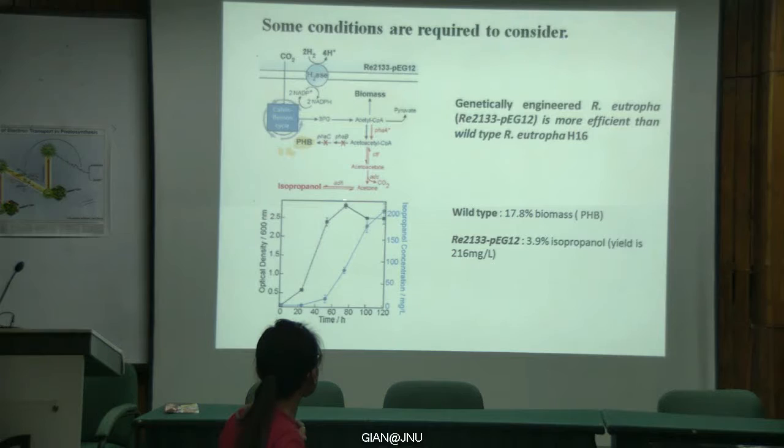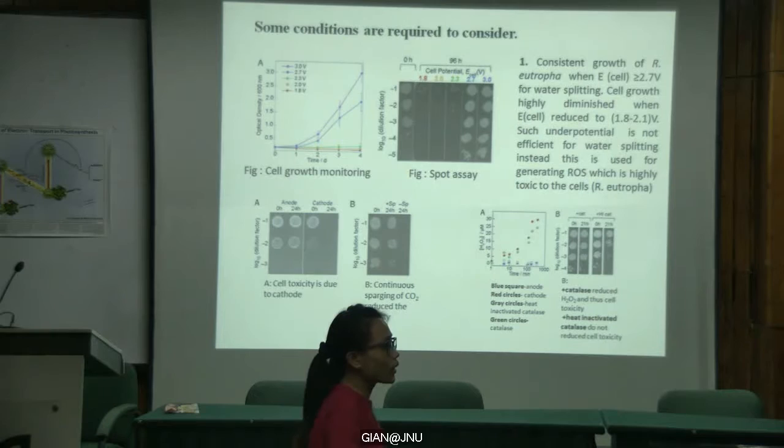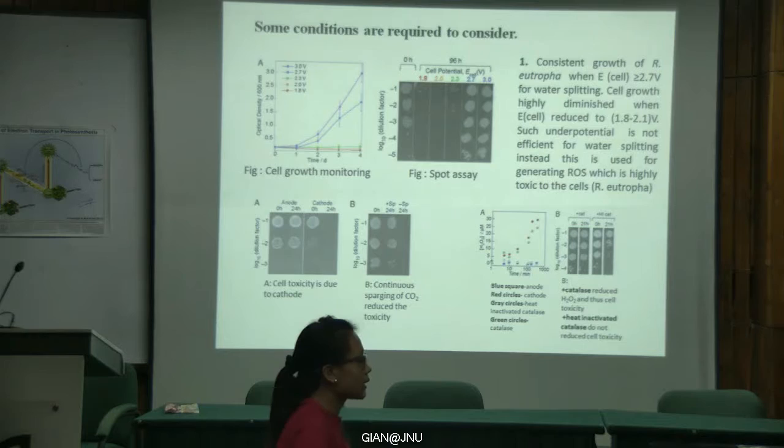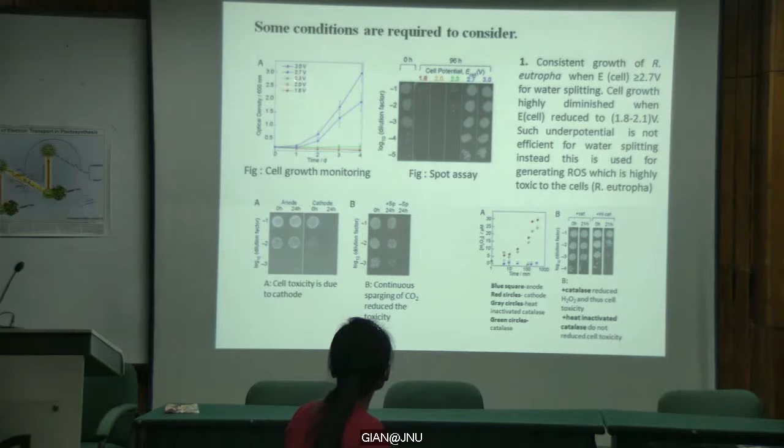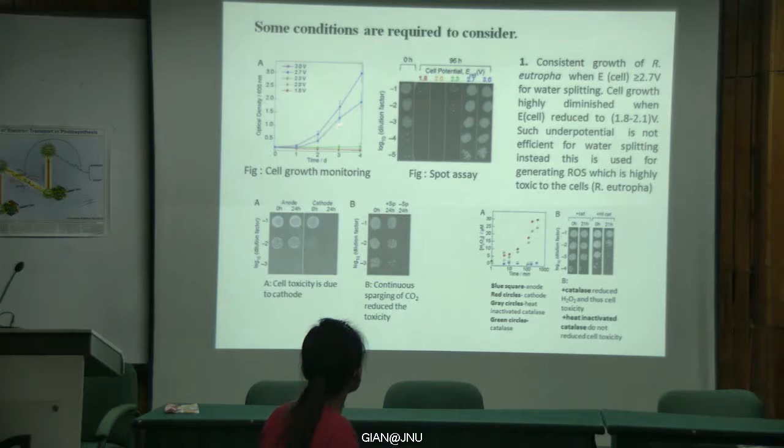And another thing is, when they apply the potential, if they apply less than 2.7 volts, then there is a decrease in the optical density of the cells. Here you can see the optical density; this is the green 2.3 volts. The optical density of the cells is very, very low here. If they use a potential of 2.7 volts, then the optical density is quite fine. At 2.7 volts there are cells, but at 2.3 volts there is cell death.